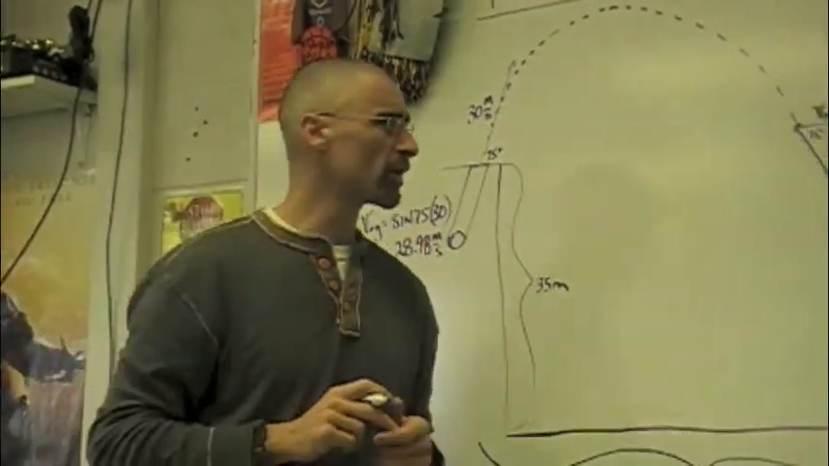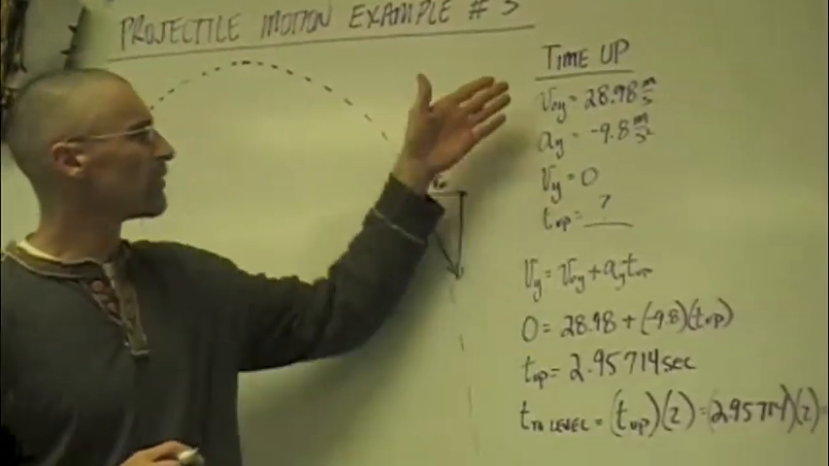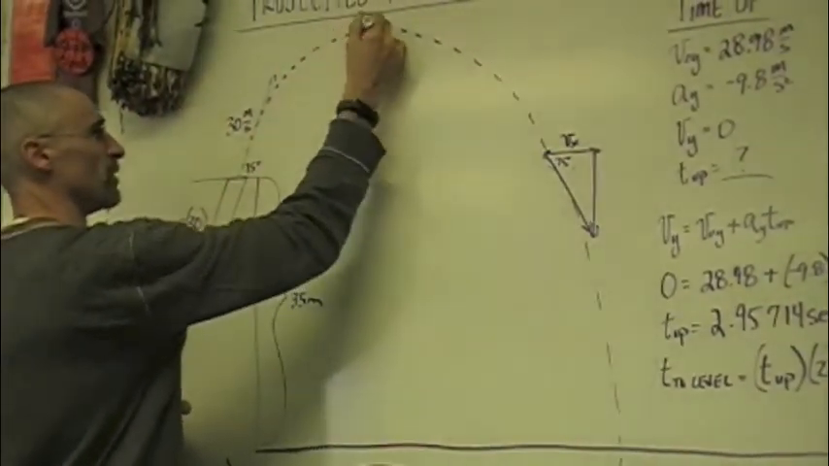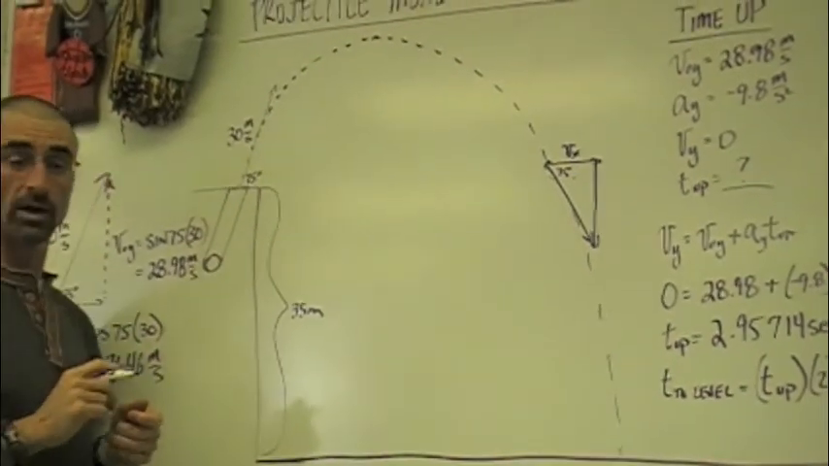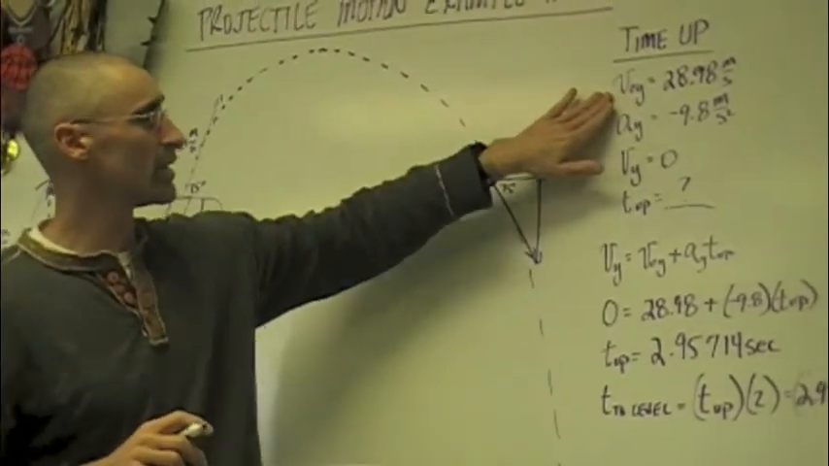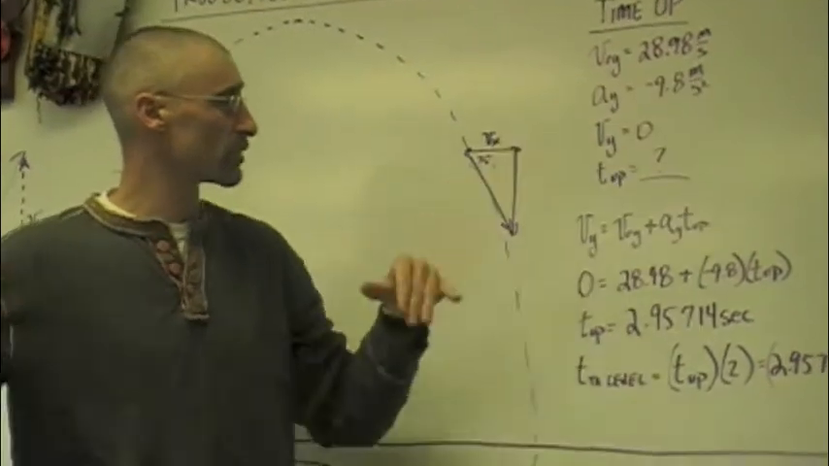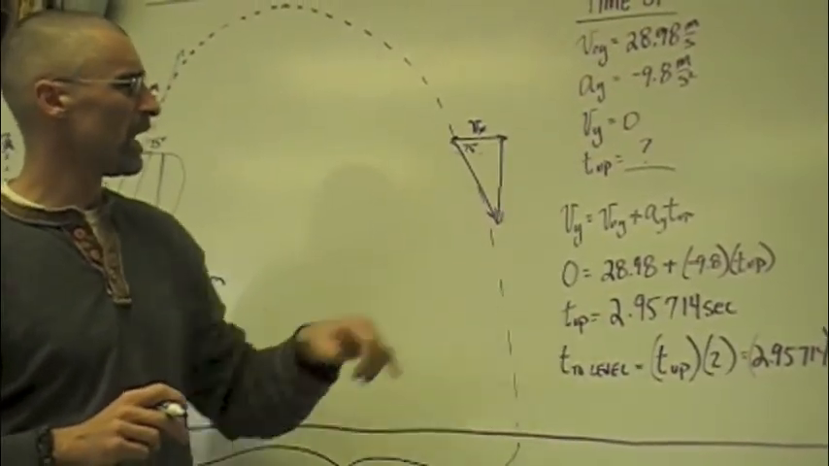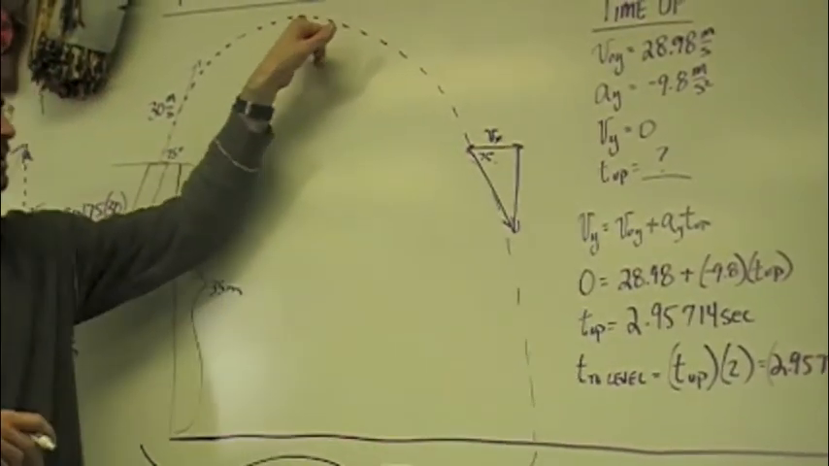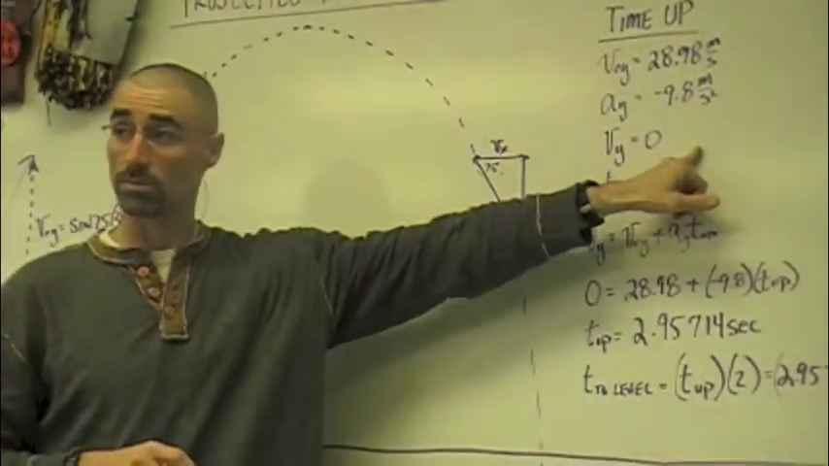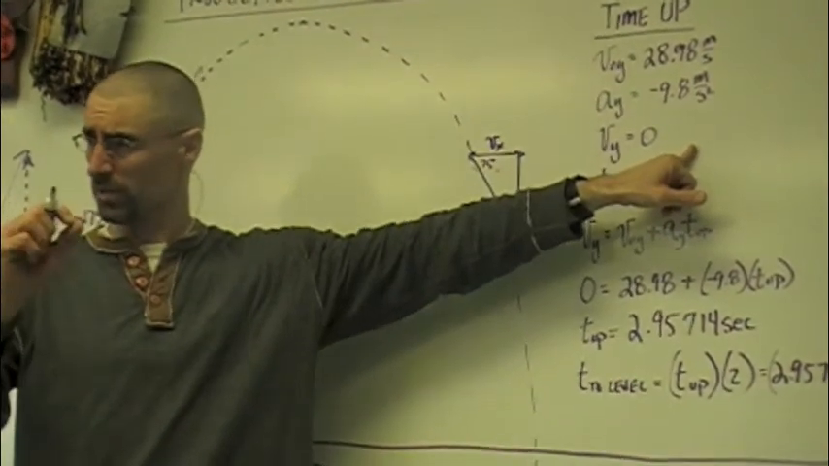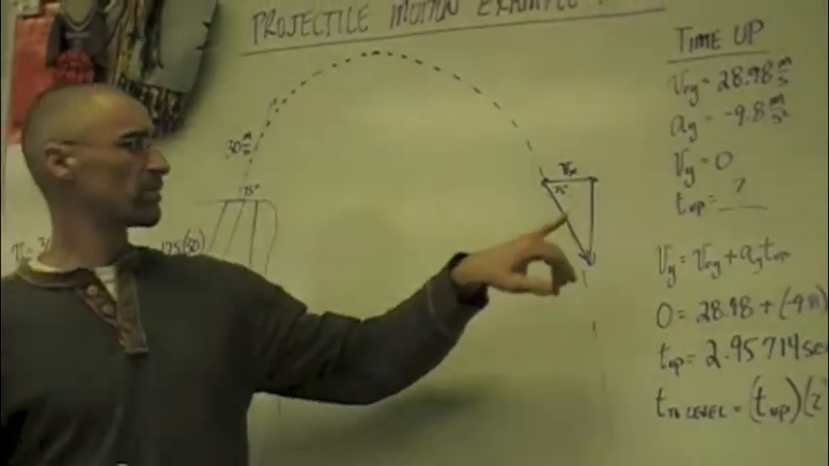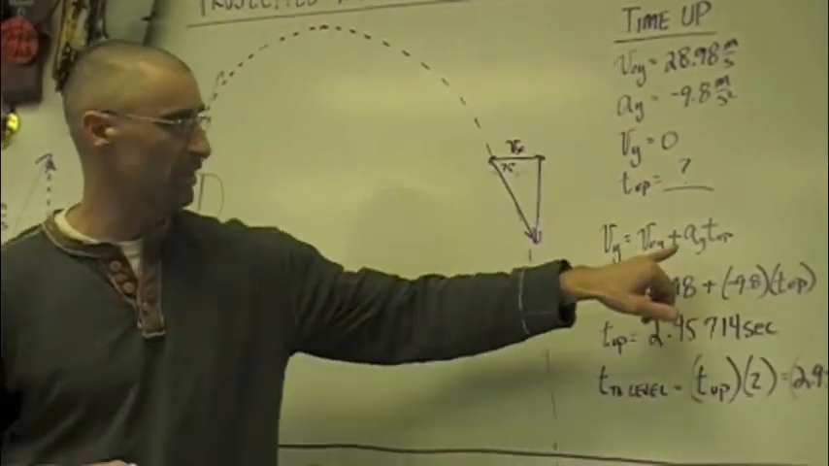So let's come over here and start working our way through this. If we look at time up, which we're going to break out as being up to right there like we did yesterday, we know that Vy initial is 28.98, which we calculated over there. Our Ay is negative 9.8 meters per second squared. And at the very top, right up there, our Vy is going to be 0, because in the Y direction we come to a stop as we turn and start going down. If we find the time up, we can use this kinematic equation.